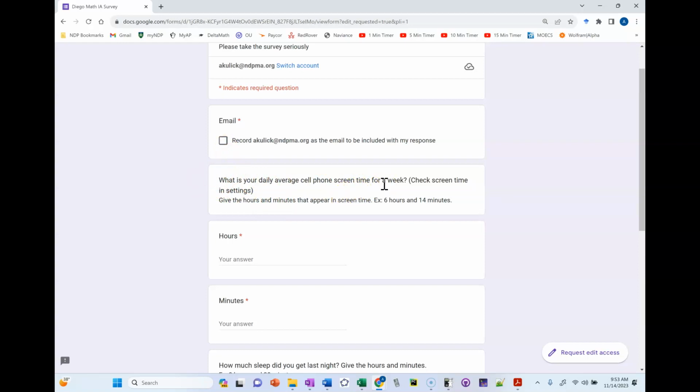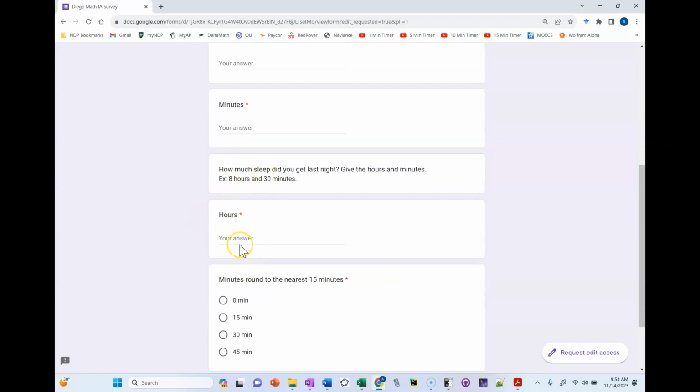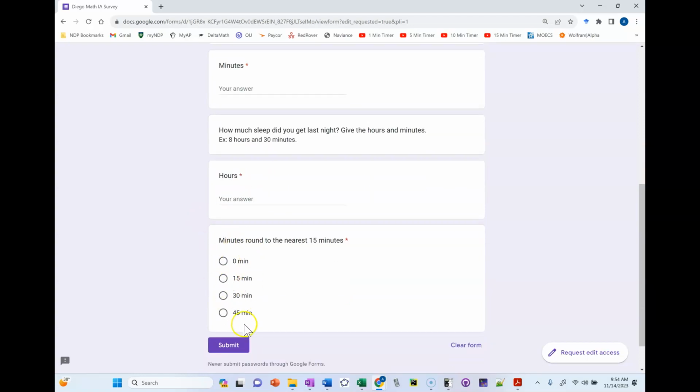If you need to look it up on your cell phone, it gives you your screen time. You enter your answers, hours and minutes. How much sleep did you get last night? Give the hours and minutes. So 8 hours, and then you pick your minutes, rounded to the nearest 15 minutes. That's one survey completed, right?